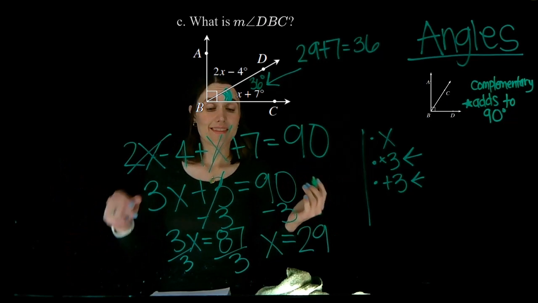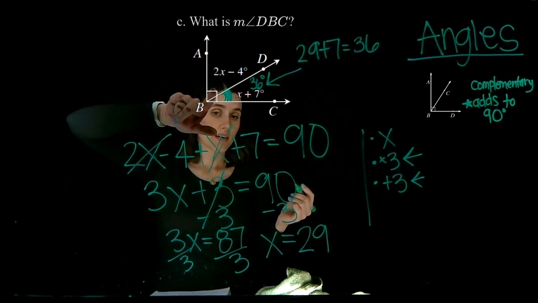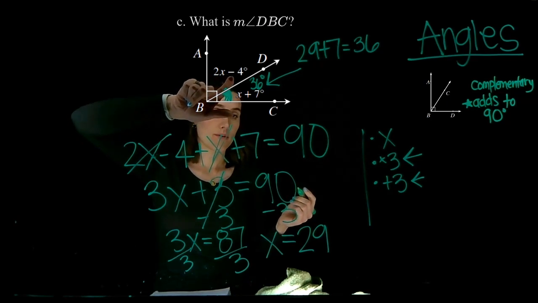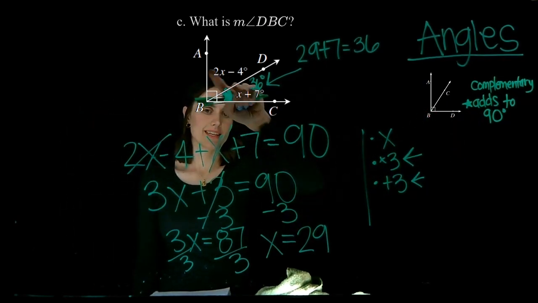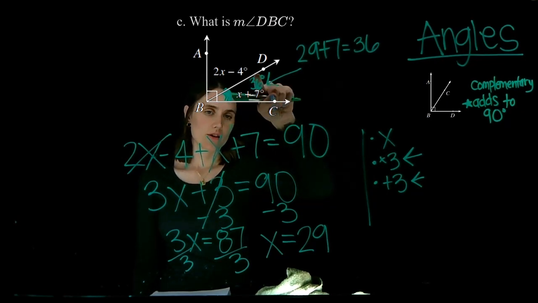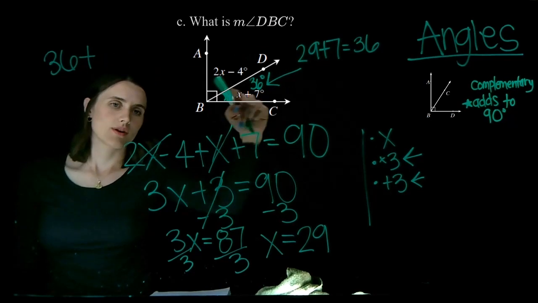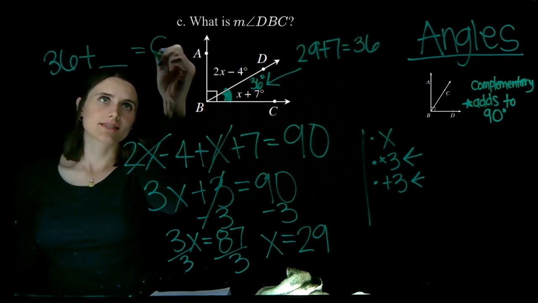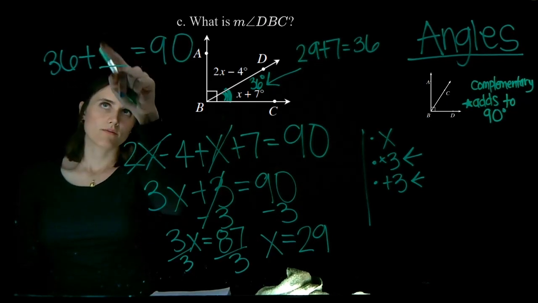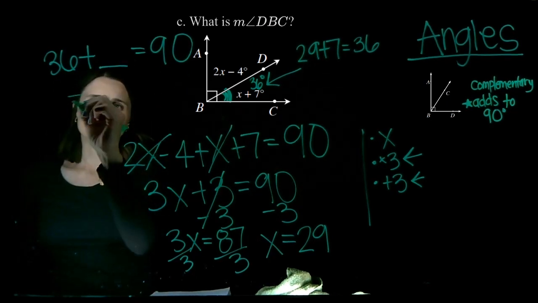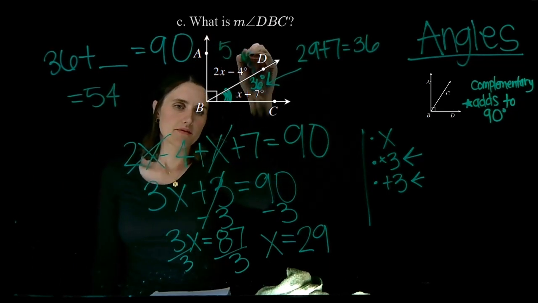And let's say they wanted us to find what ABC was as well. So we could plug in 29 into this equation and do that the same way, or we could use what we know about complementary angles. We know that they have to add up to 90 degrees. So if we know that this angle, DBC, is 36, then we can say 36 plus whatever this angle is here has to give us 90 degrees. So we can do 90 minus 36, and that will tell us what this is. So 90 minus 36 is equal to 54. So that tells us that angle ABC is 54 degrees.